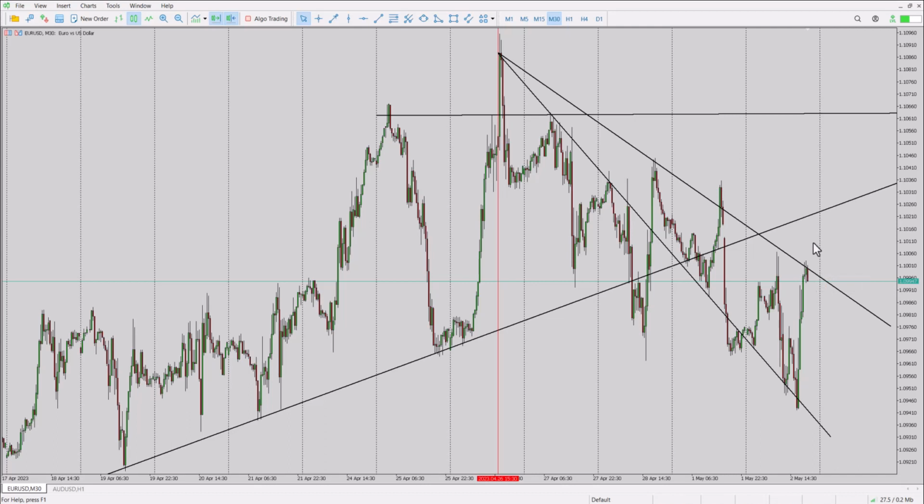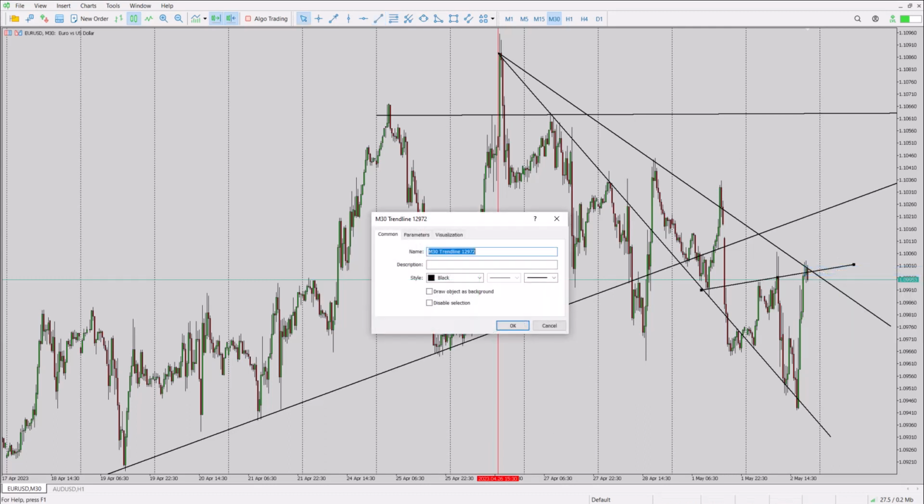Is it gonna break? I don't know. Is it gonna fall down? I don't know. So that's what we know at the moment. The support and resistance line that we see is this line here. Let me change the color so you can see it properly. Let's put it purple, violet.